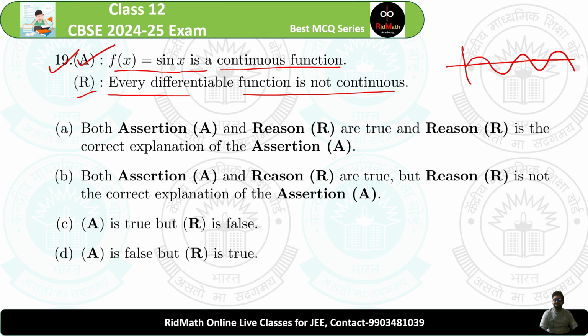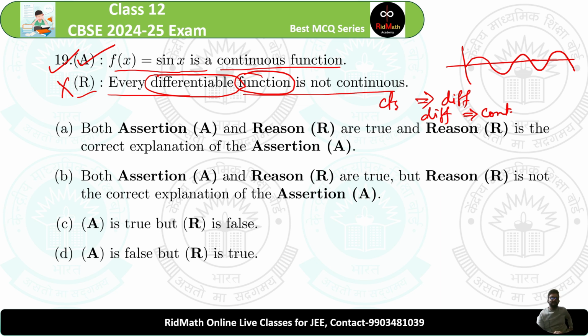So A option is correct, and R is false because every differentiable function must be continuous. Continuity does not imply differentiability, but differentiability implies continuity. That means a function can be continuous but need not be differentiable, but a differentiable function has to be continuous. So A is correct and R is false. So C option is correct. A is true but R is false.